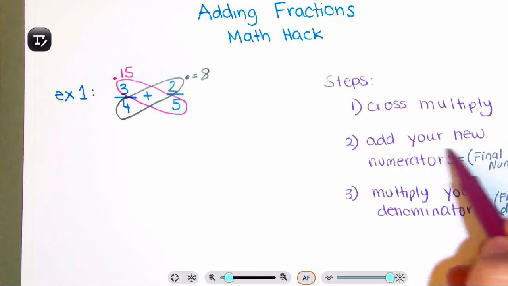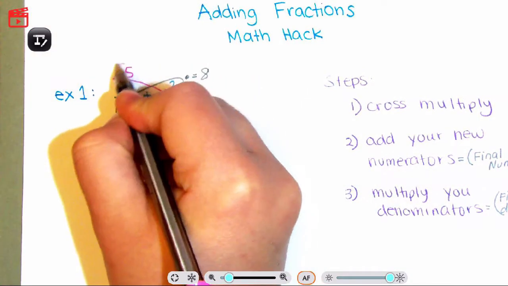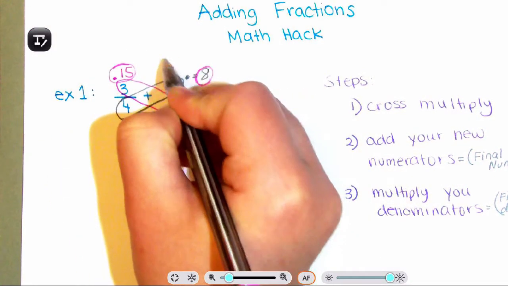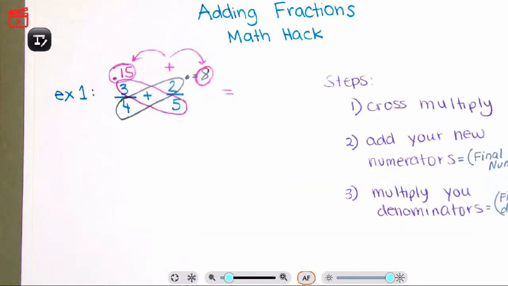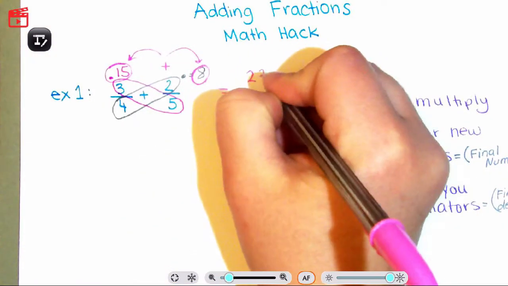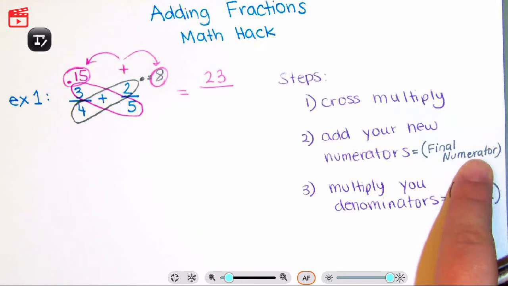Step number 2 is add your new numerators. So what my new numerators are, I have this 15 and I have this 8. I'm going to add 15 and 8 together. So 15, 16, 17, 18, 19, 20, 21, 22, 23. Again, I'm using my fingers off screen to help me count. That's 23. That's going to be your final numerator.